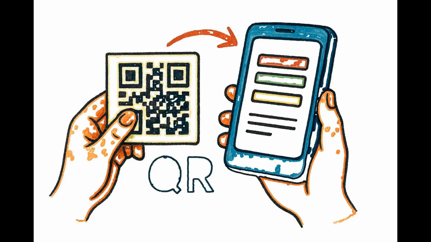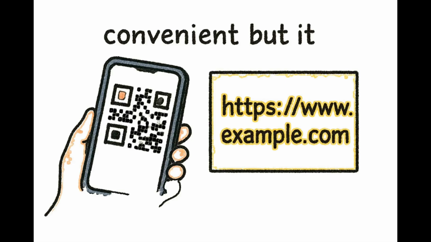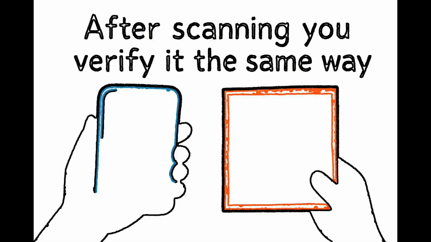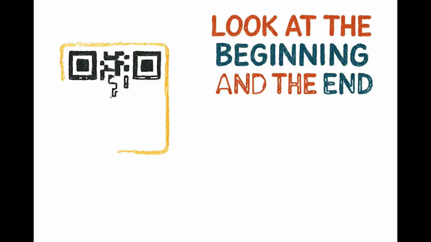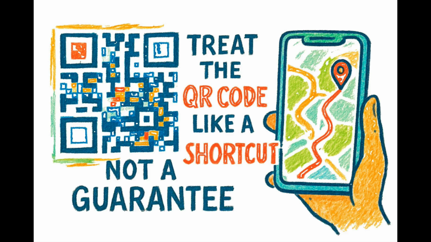QR codes fit into this step as well. Scanning a QR code is convenient, but it still produces a text address. After scanning, you verify it the same way. Look at the beginning and the end. Treat the QR code like a shortcut, not a guarantee.